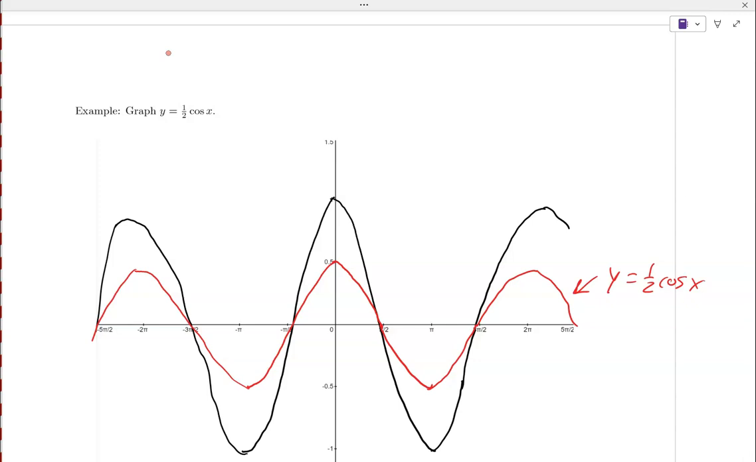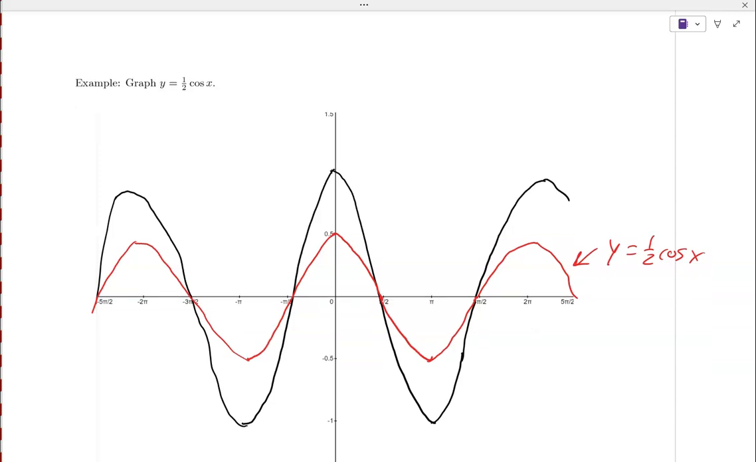What would you say the amplitude is on this new graph? What was the original amplitude? The original amplitude is 1, right? We multiply everything by a half, so now the amplitude is a half. The amplitude is just going to be the absolute value of that number in front. It's always half of the range. The range here goes from negative 1/2 to 1/2. So the amplitude's a half.